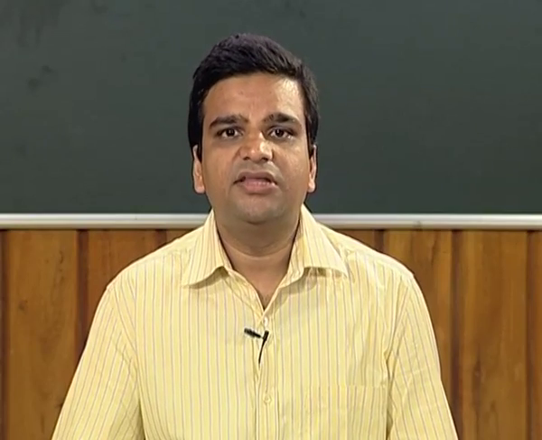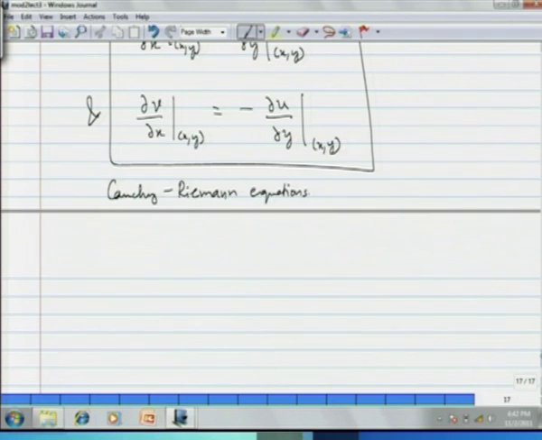And so, when a function is differentiable at a point z equals x plus i y, the real and imaginary parts satisfy the Cauchy-Riemann equations. So let us see a quick example here.